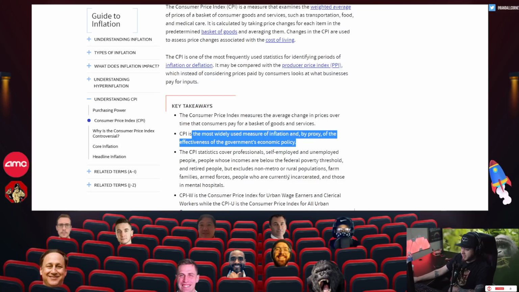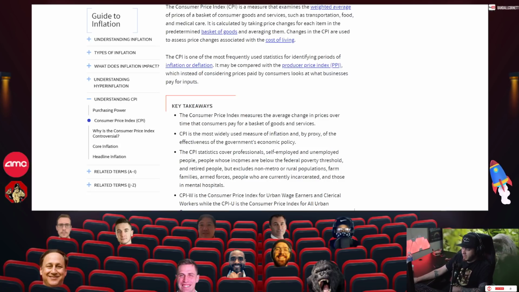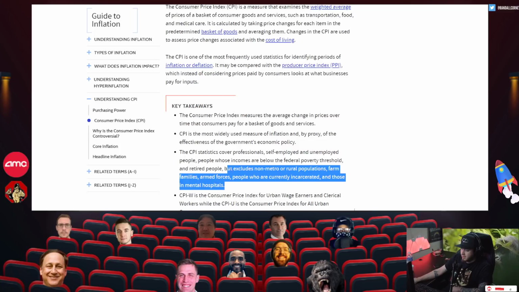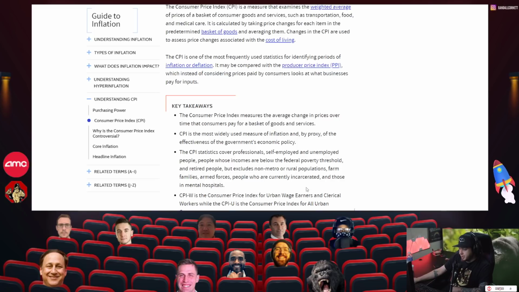The CPI statistics cover professionals, self-employed, and unemployed people whose income is below the federal poverty threshold, and retired people, but exclude non-metro or rural populations, farm families, armed forces, and people who are currently incarcerated and those in mental hospitals. So they don't take data from quite everybody, but it is still a good general look at things from an over-the-top perspective.